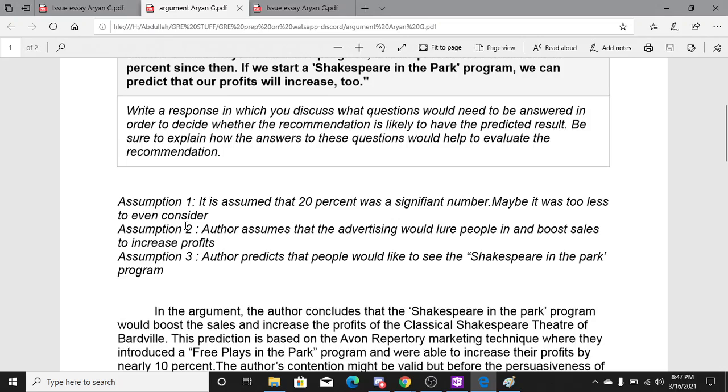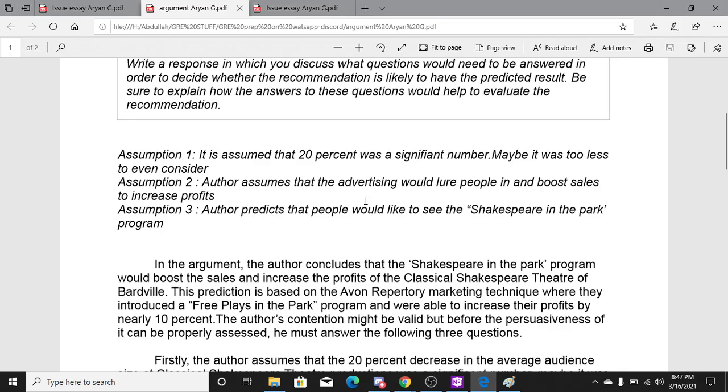So he has stated assumptions. The first one is, it assumed that 20% was a significant number. Maybe it was too less to even consider. Yeah, I think he's talking about this 20% over here. The second one is, the author assumed that the advertising would lure people in and boost sales and increasing profits. Yeah, it's all about, what if this summer program at this park is going to get a lot of people.